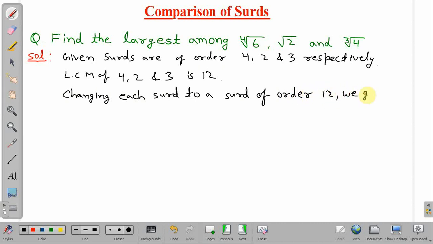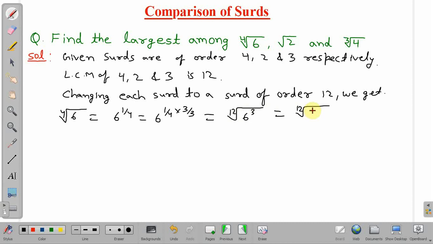What will we get? The first number is the fourth root of 6. So this is 6 to the power 1 by 4, but we need 12 in place of 4. So we need to multiply and divide by 3. So it will be the 12th root of 6 to the power 3, and it is the 12th root of 216.